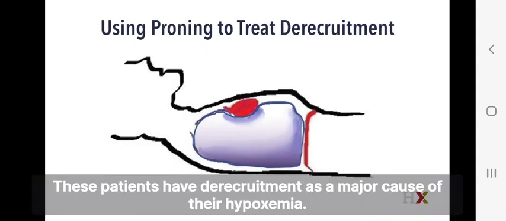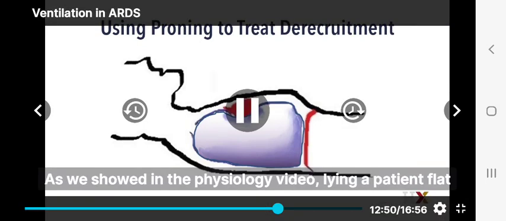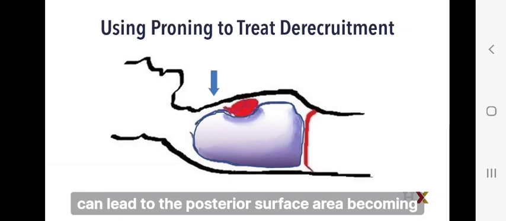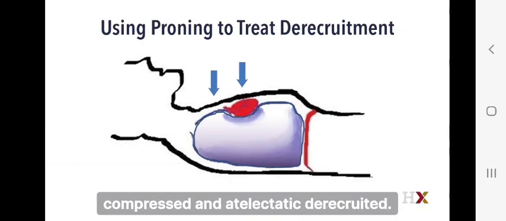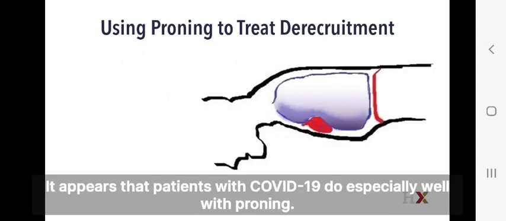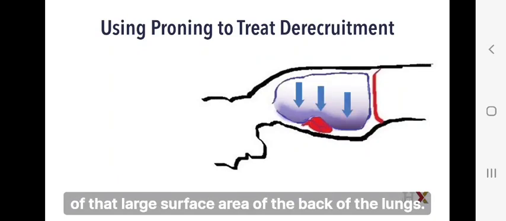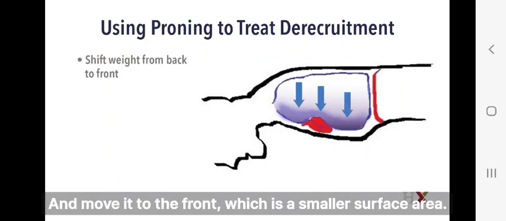These patients have de-recruitment as a major cause of their hypoxemia. As we showed in the physiology video, lying a patient flat can lead to the posterior surface area becoming compressed and atelectatic, de-recruited. To improve this, we can prone patients. It appears that patients with COVID-19 do especially well with proning. What happens with proning is we take the weight off of that large surface area of the back of the lungs and move it to the front, which is a smaller surface area.